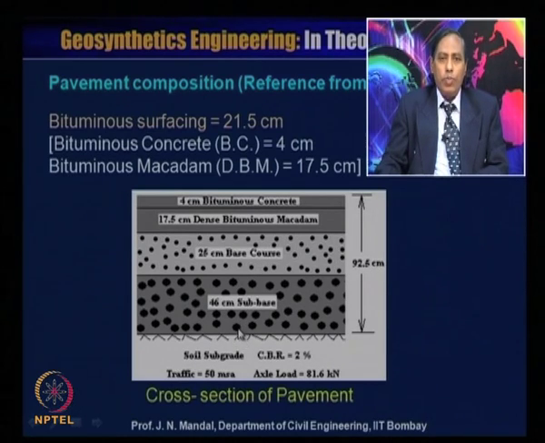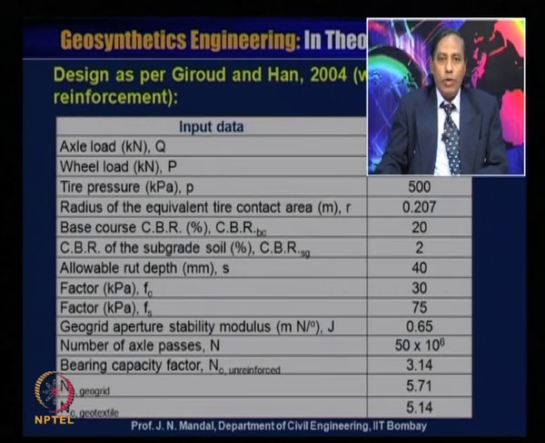Now as per IRC code specification, you have to provide the bituminous surfacing courses. You can find in the IRC code how you can distribute this. The bituminous surface course is about 15 millimeter, 46 centimeter is the sub base, and about 25 centimeter is the base course, and 17.5 centimeter dense bituminous macadam, and 4 centimeter bituminous concrete. This way you can show the cross section of the pavement. The bituminous surface is about 21.5 centimeter, bituminous concrete BC is 4 centimeter, and bituminous macadam is 17.5 centimeter. So you can design that.